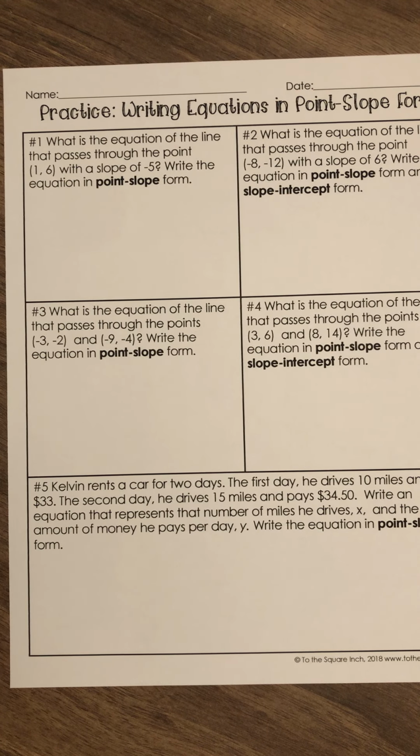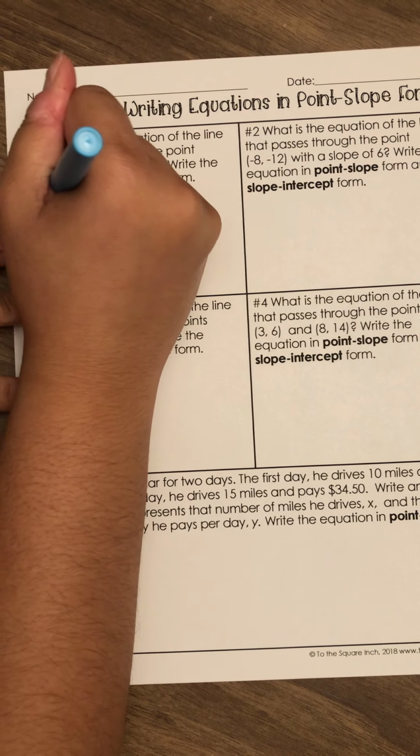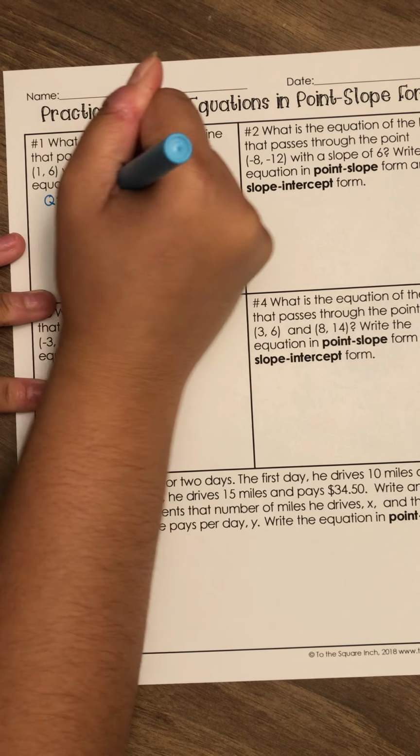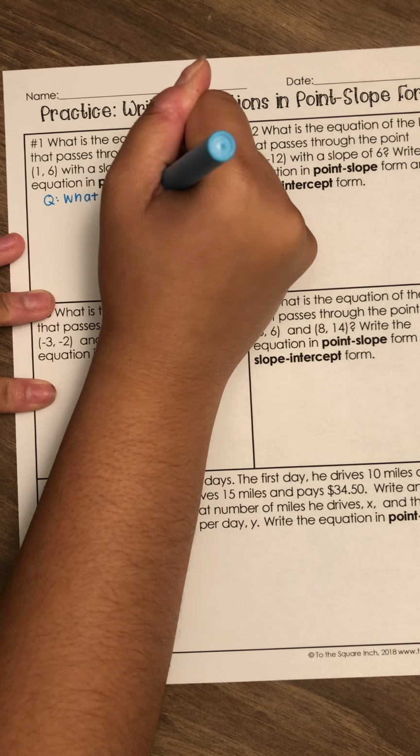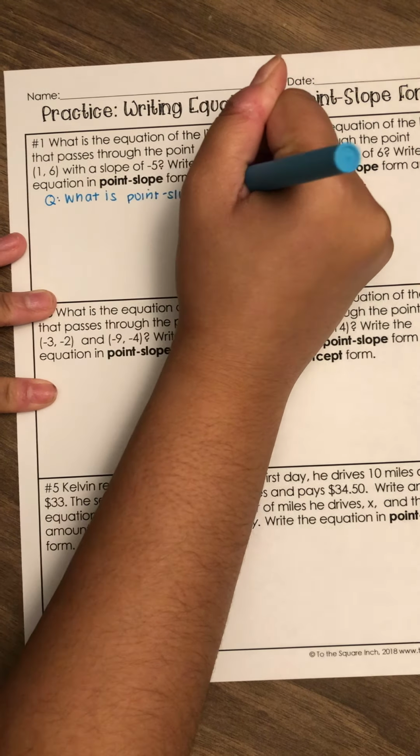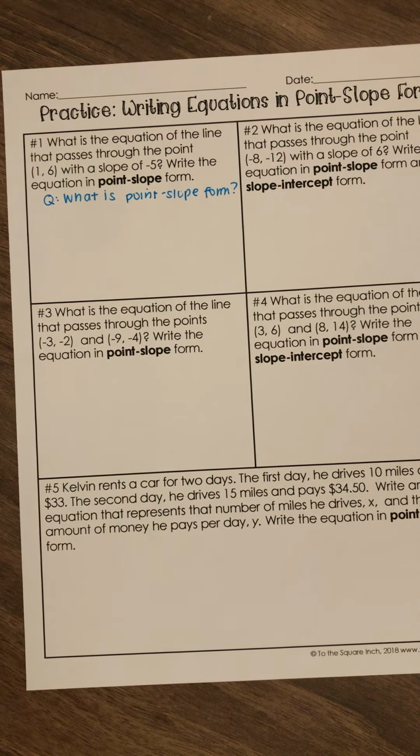So for question number 1, what is the equation of the line that passes through the point 1, 6 with a slope of -5? Write the equation in point slope form. Before we start this example, go ahead and drop in the chat for me, what is point slope form? Rewind the video if you need to, but let me know in the chat, what is point slope form?